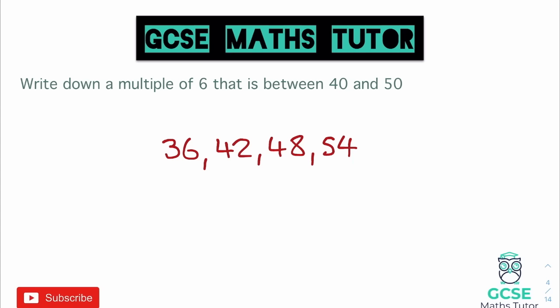And obviously the only two that are going to be important to us would be 42 and 48, as they are between 40 and 50. But of course this question does say write down a multiple, so it doesn't want us to write down both of them, it just wants us to write down one. So you could take your pick. I'm going to pick 42, so let's just say 42, and that is a multiple there that is between 40 and 50. And just being careful to read the question if it says write down a multiple, or if it says write down all the multiples. So there we go, that's how we would approach that question.